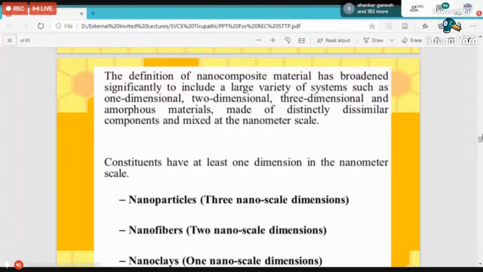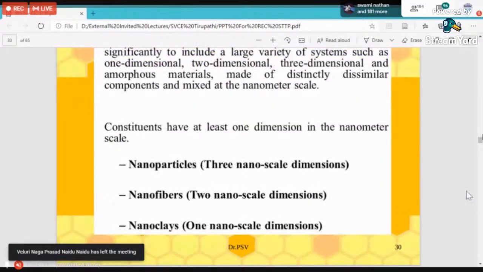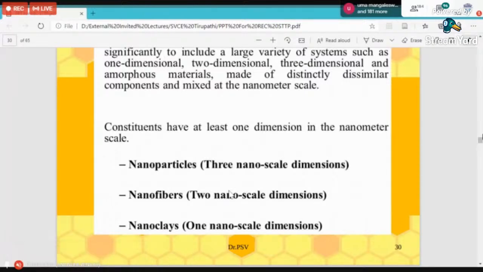It has broadened significantly to include a large variety of systems such as one dimensional, two dimensional, three dimensional particles, maybe amorphous material made of distinctly dissimilar components and mixed at the nanometer scale. That is important. So any one of these materials must have a nanomaterial size. That's the requirement we need. A constituent has at least one dimension in the nanometer scale.